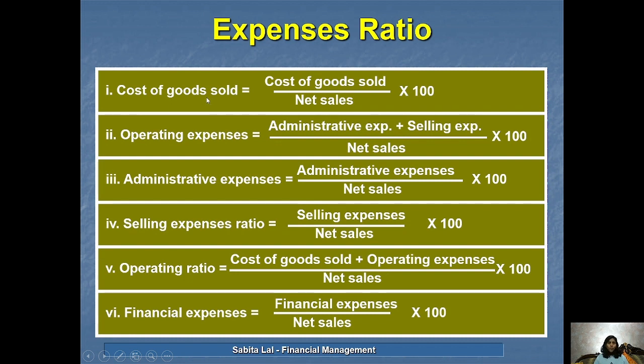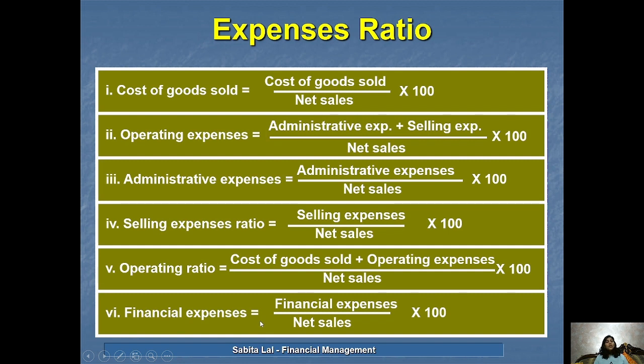Expenses ratio here: cost of goods sold by net sales into 100. Operating expenses means administrative plus selling expenses by net sale into 100. Administrative expenses is your administrative expenses by net sale into 100. Whatever they will ask you, that you have to write in the numerator by net sale into 100. Selling expenses by net sale into 100. Operating ratio means operating cost of goods sold plus operating expenses by net sales into 100.